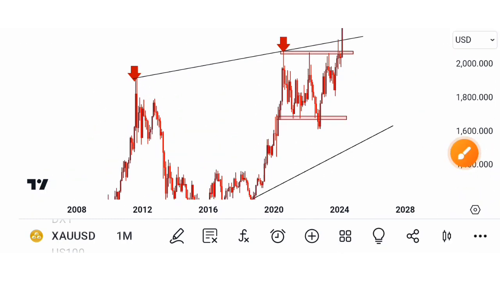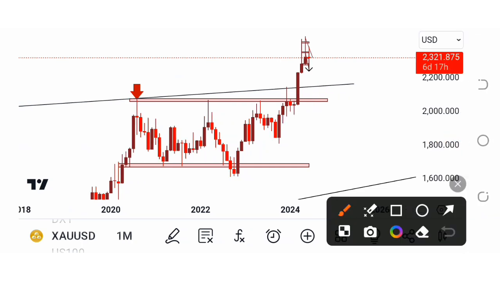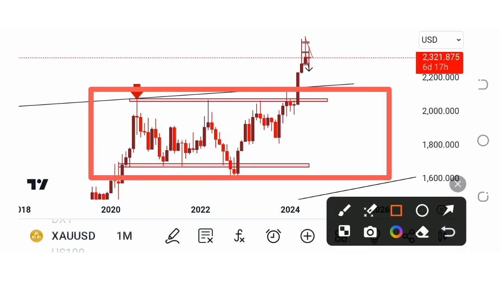However, this is the most interesting area over here. I'm looking at this range which was drawn over here, right? As you can see, the market, anytime it reached the high of the range, it sold, and anytime it reached the bottom of the range, it bought, as you can see that.